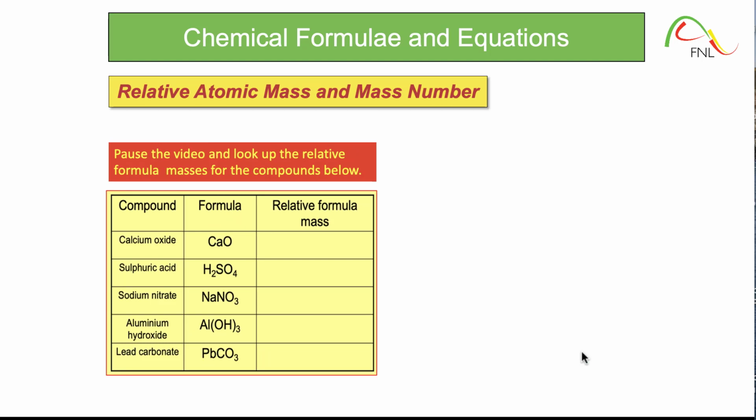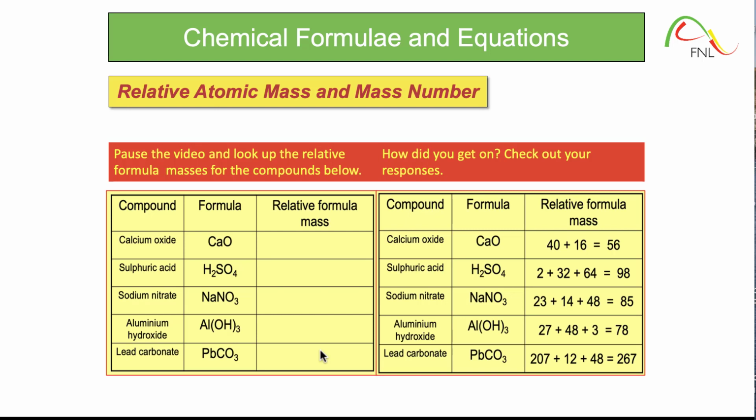Now we've got our formulae sorted. Let's look now how we can calculate the formula masses. Here we've got 1, 2, 3, 4, 5 compounds. What I'd like to do, please, is pause the video at this point and work out for me, please, what the relative formula masses of those 5 compounds actually are. Okay, ready? Pause the video.